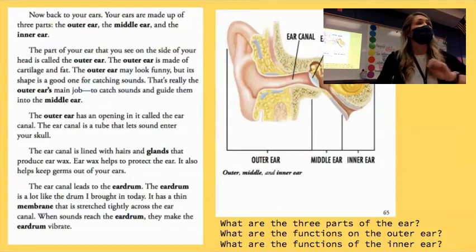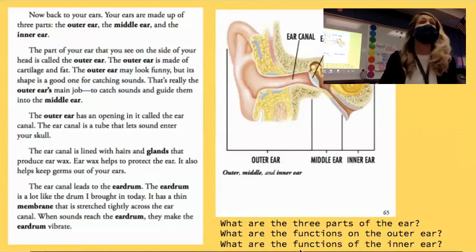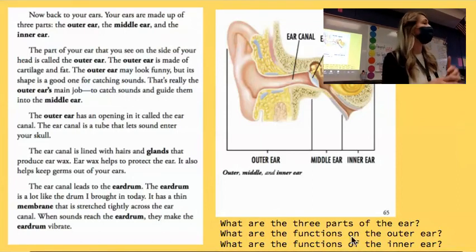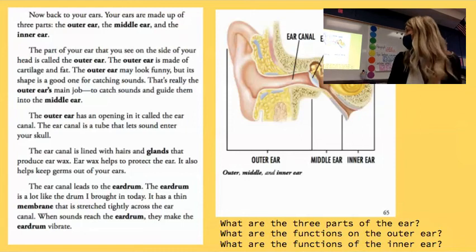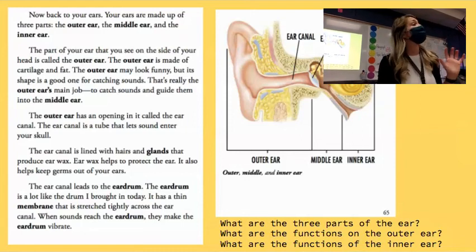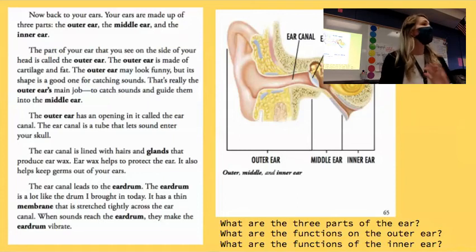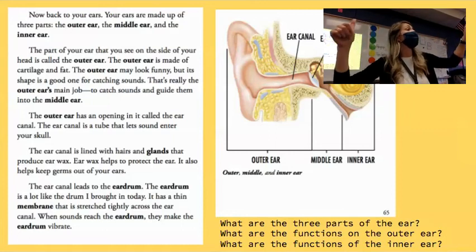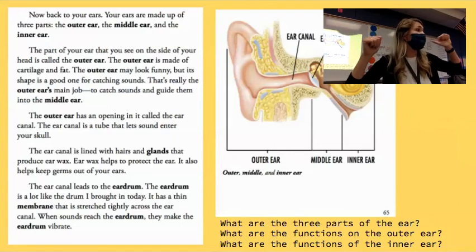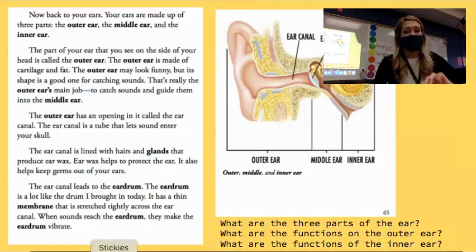Where are you going to find that in our text? What are the functions of the outer ear? Whenever we talk about the function, we're talking about the job. What is its purpose? What is the outer ear doing? And what are the functions of the inner ear? What are the inner ears doing? Go ahead and read to answer those 3 questions. If you finish reading, make sure you can identify where you can find the answer to these 3 questions. Got it? Go ahead and read.